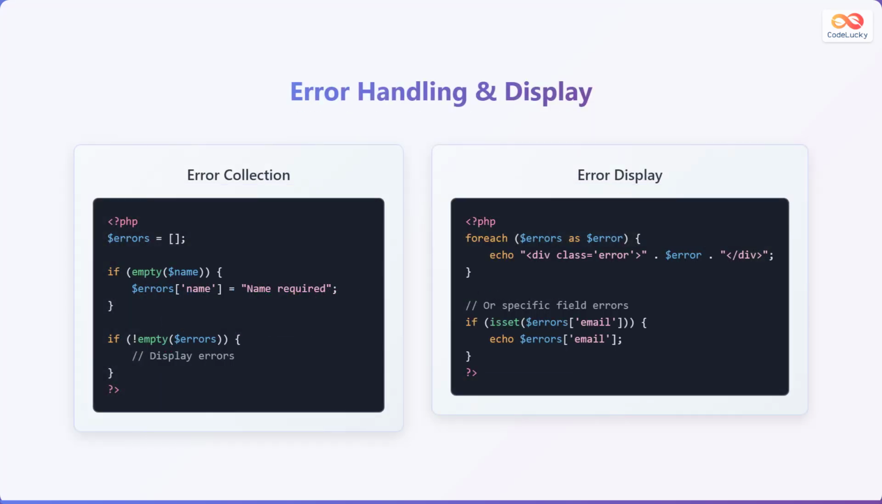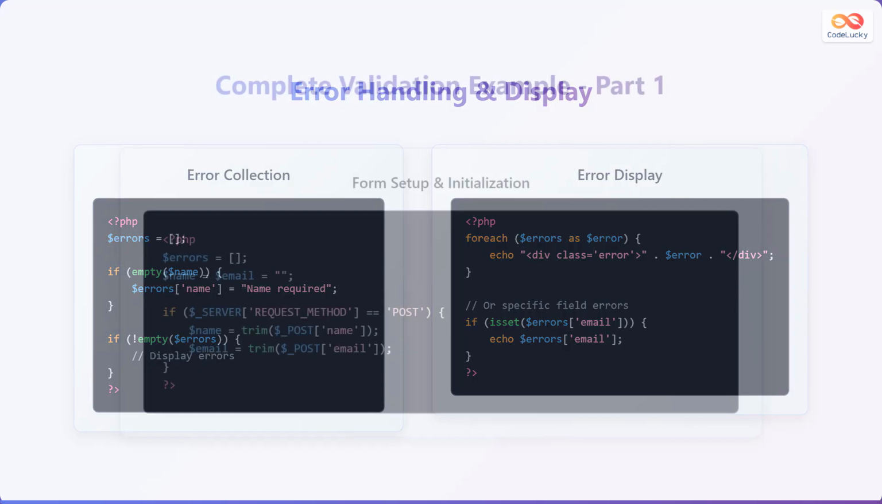Let's examine error handling and display. You can collect errors in an array. If a field like name is empty, add an error message to the errors array. Then, check if the errors array is not empty, indicating there are errors to display. For error display, you can loop through the errors array and echo each error message within a div with a class of error. Alternatively, you can check if a specific error, such as an email error, is set in the errors array and echo that specific error.